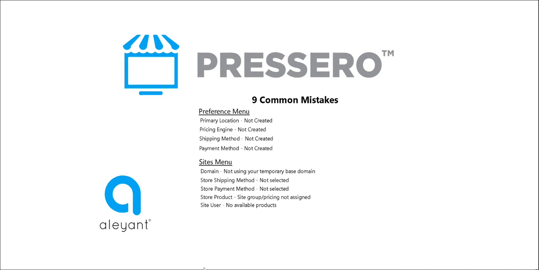The next five items are found on the site's menu. The first is the domain. As you are setting up your site, you are going to want to create a URL using the temporary base domain that was provided to you in your welcome email. It will end with v6.presero.com. Some users will try to set up their storefront with their permanent domain before they are ready to go live, and this can cause the store not to be available at the correct domain. So as you are setting up your site, please use that temporary base domain.